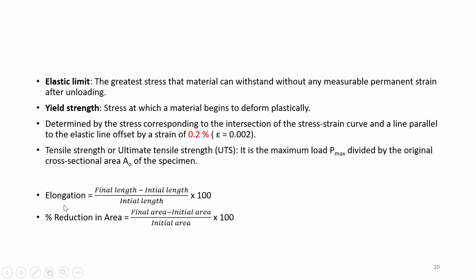In case of elongation, this is simply final length minus initial length, divided by initial length, times 100. And in case of reduction in area, the area will keep on reducing, so you have to take initial area minus final area, divided by initial area, times 100.